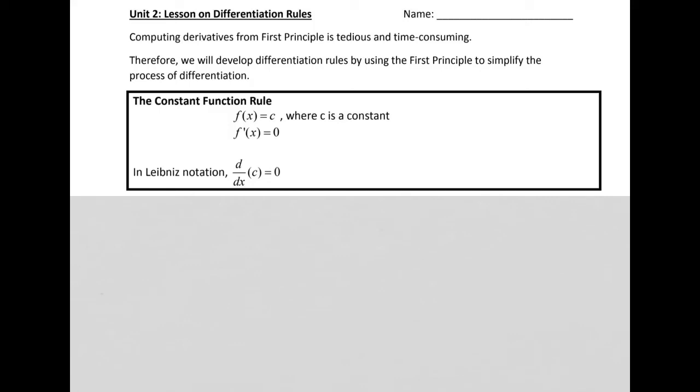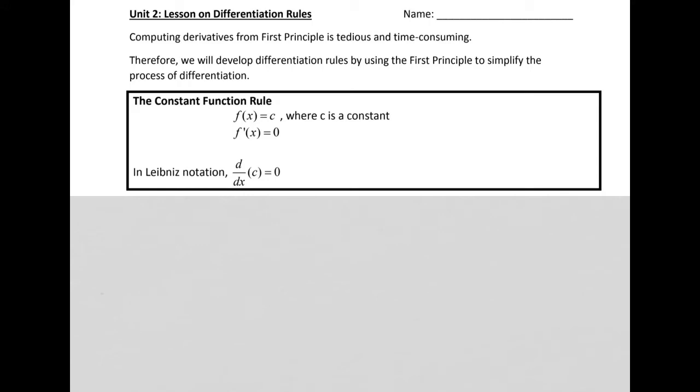This lesson, we're going to learn how to develop the differentiation rules. So why do we need to develop the differentiation rules? It's because when we are computing derivatives from first principle, it's tedious and time-consuming. Therefore, we will develop differentiation rules by using the first principles to simplify the process of differentiation.